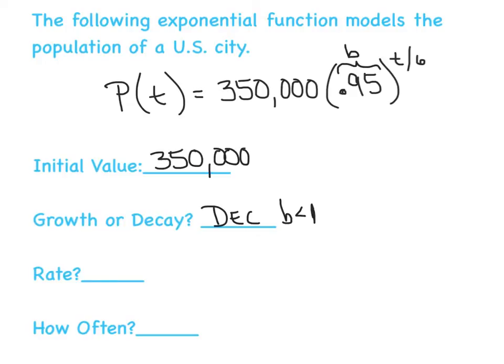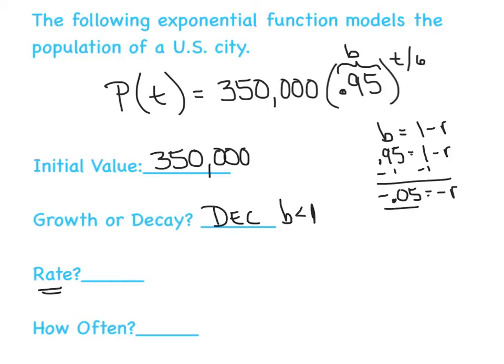That's our b value. Now, as far as at what rate it is decreasing, well, remember how we defined b as 1 minus r when we were decaying? So I'm going to substitute 0.95 for b. And a couple of things we could do here. I'm going to subtract 1 from both sides, and that's going to give me negative 0.05 equals negative r. And then I'm going to divide both sides by negative 1. And that's going to give me positive 0.05 equals r. We're going to move the decimal place twice, and we're going to say it's decreasing at a rate of 5%. How often? Every 6 years, the population is going to drop 5%.